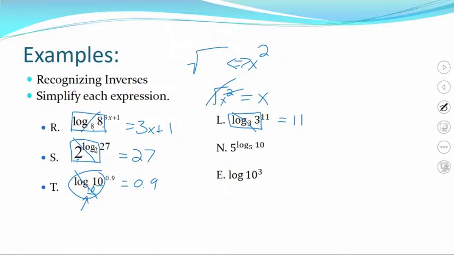Exponents and logarithms are opposites of one another, so that's why these would cancel out. If the logarithm is an exponent, those are inverses and they cancel out. So for n, we're just left with 10, and for e, we're just left with 3.